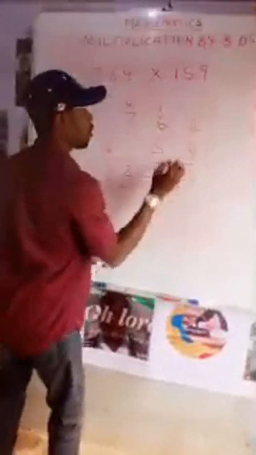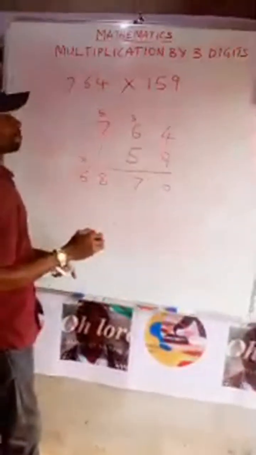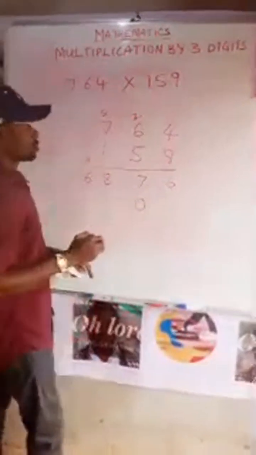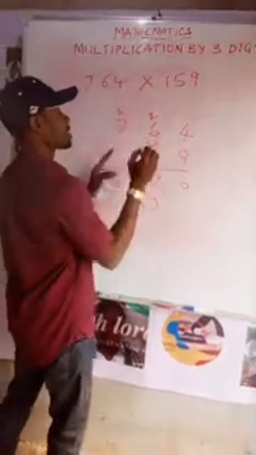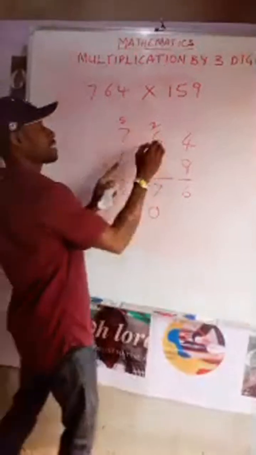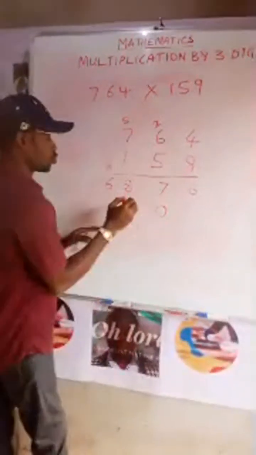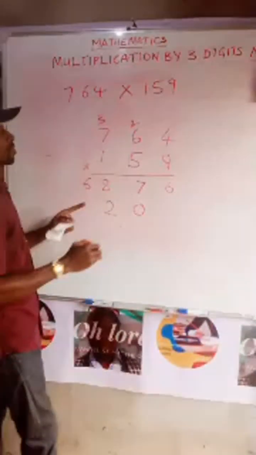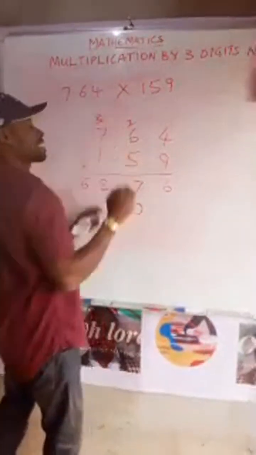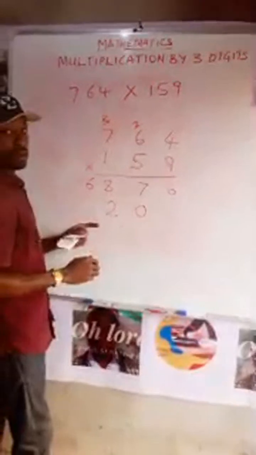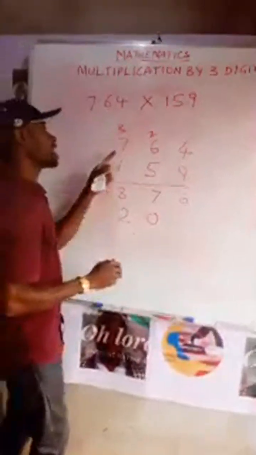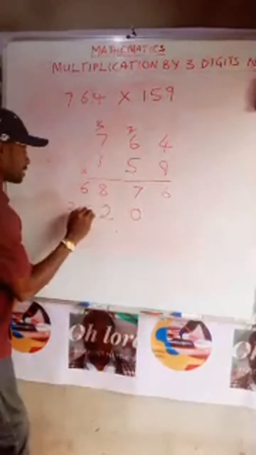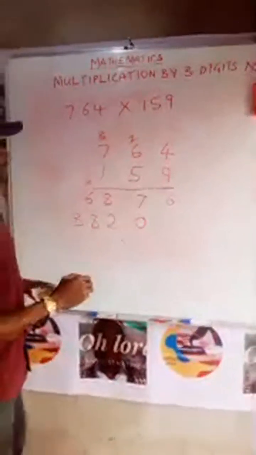5 times 4 is 20. Now write your 0 and carry 2. 5 times 6 is 30. 30 plus 2 is 32. Now write 2 and carry 3. 5 times 7 is 35. Do you understand up to that point? So 35 plus 3 gives us 38. Are you there?